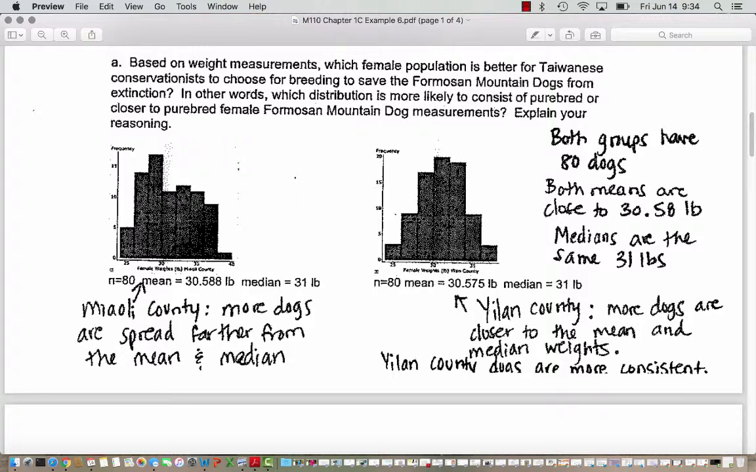If we look at Yilong County, more of the dogs are closer to the mean and the median weights here in the center. So the Yilong County dogs are more consistent. They're not as far spread out. So we talk about deviation now. We would say the dogs in Yilong County have less deviation because they're closer to the center. They're not as spread out.